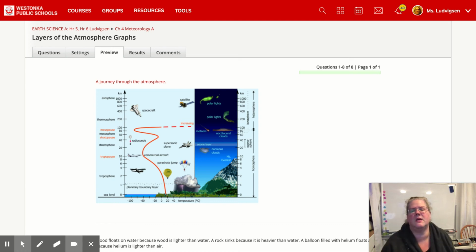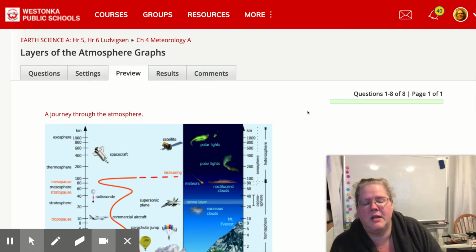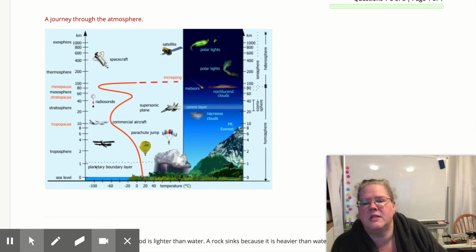Hi everybody, here's a quick overview on what you're going to be doing with this assignment, layers of the atmosphere graphs. You're going to want to increase and decrease the size of a lot of these pictures so that you can read them a little bit better, just like I do when I'm on here. And if you look at this picture, you can see that we have those layers and pauses.